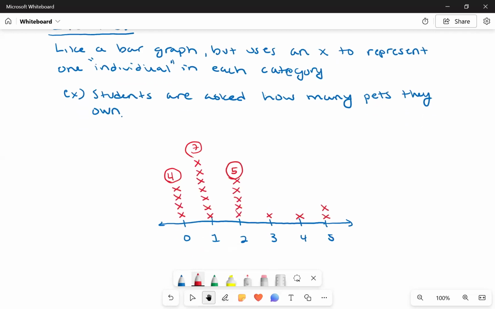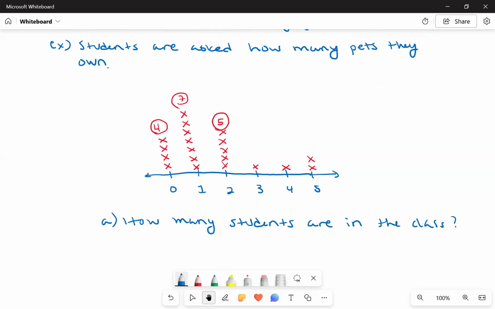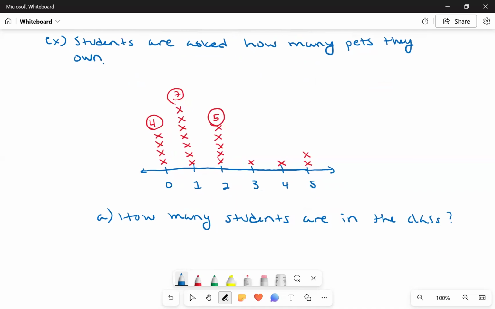All right. So there's the line plot, but now I'm going to go ahead and ask some questions. So first, how many students are in the class? They often will give you pictures and you get to answer questions. So how many students are in the class? Okay, well, based on what I've already labeled, we have 4 plus 7 plus 5. What is that? Wow, I'm blinking here. That's 11 plus 5 is 16.